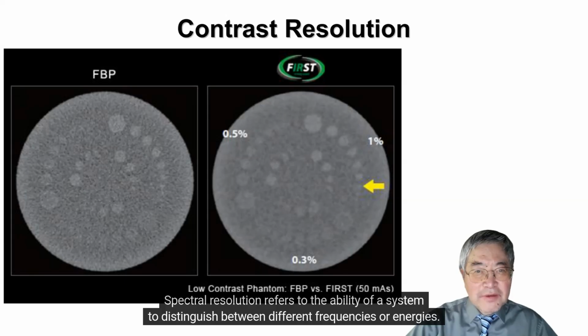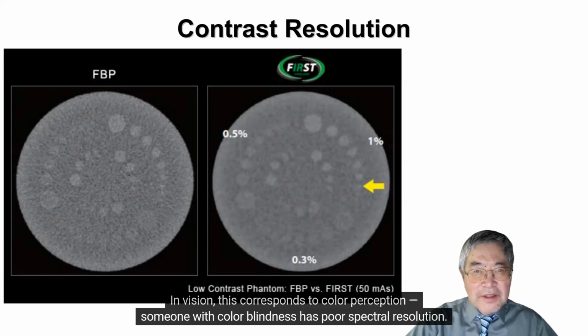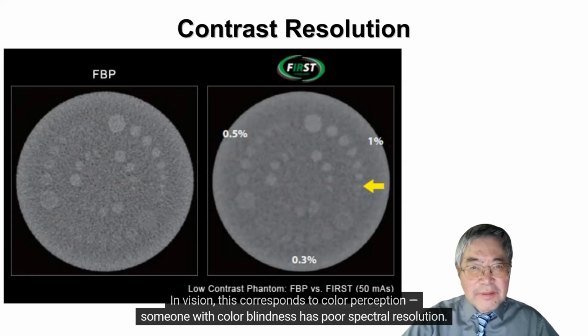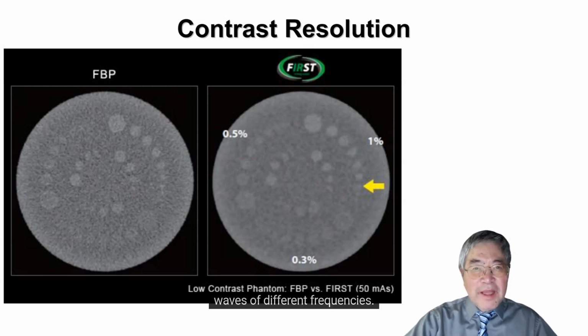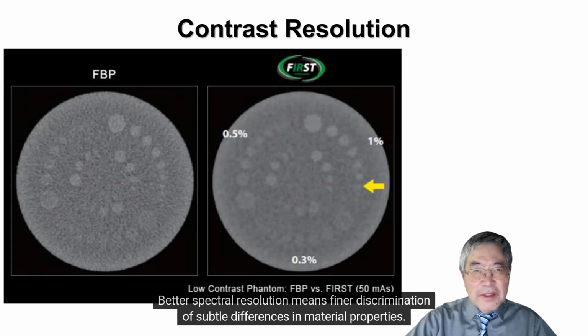Spectral resolution refers to the ability of a system to distinguish between different frequencies or energies. In vision, this corresponds to color perception. Someone with color blindness has poor spectral resolution. In imaging systems, spectral resolution allows us to distinguish X-rays of different energies or ultrasound waves of different frequencies. Better spectral resolution means finer discrimination of subtle differences in material properties.